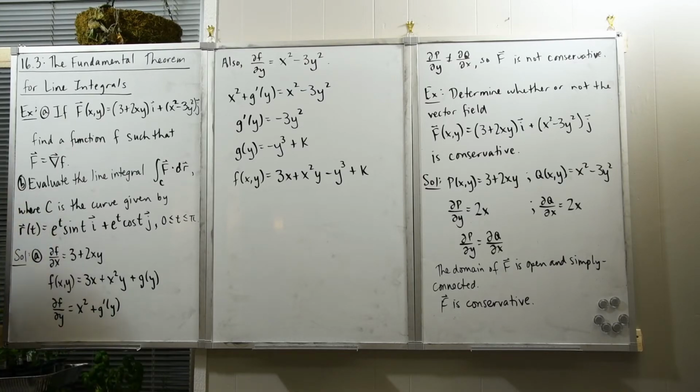All right, so that handles part A of the example, but there's also the part B where we're being asked to evaluate the line integral of F along C, where C is given by this curve here. And so what we're going to need to do is figure out, well, what are the initial points and the terminal points of C? Because from the theorem from the very beginning of the section, if we know the initial points and the terminal points of C, then we can plug those into our function f to produce the result of this line integral of F along C.